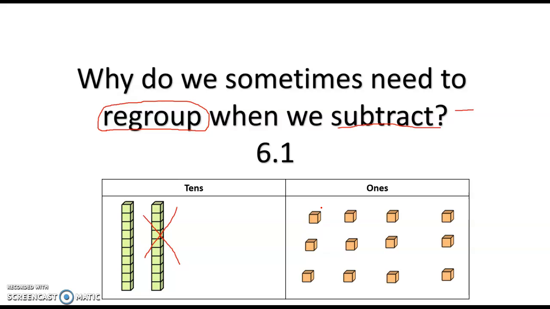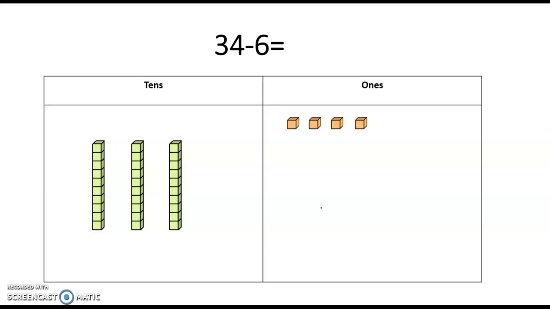Let me show you what I mean. So I have 34 minus 6. Now, when I'm trying to solve 34 minus 6, I know that 6 is smaller than 34, but I also know when I try to take 6 ones away from 4, I don't have 6 ones. So what I need to do is I need to regroup or borrow a 10.